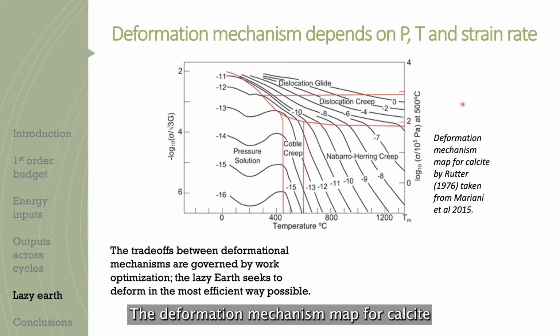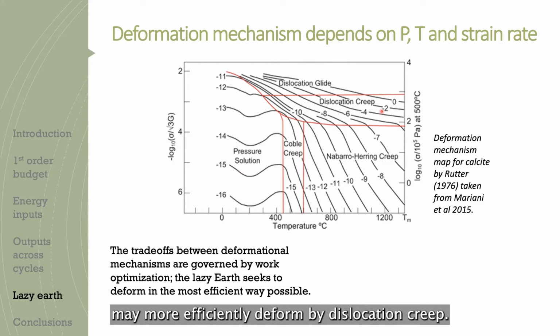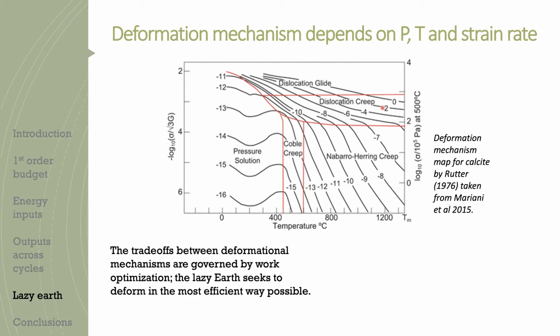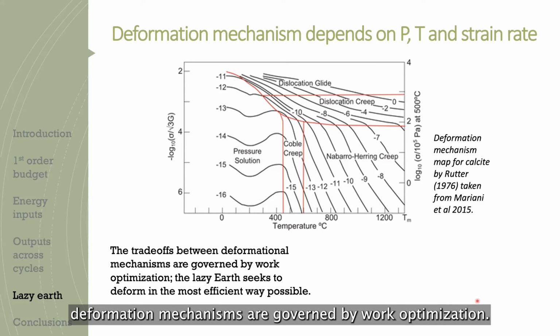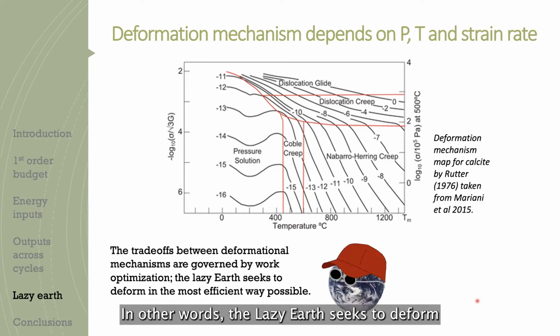This deformation mechanism map for calcite from over 40 years ago shows that while calcite prefers to deform by pressure solution at some pressures and temperatures, at other conditions the calcite may more efficiently deform by dislocation creep. So the trade-offs between the deformation mechanisms are governed by work optimization. In other words, the lazy earth seeks to deform in the most efficient way possible.